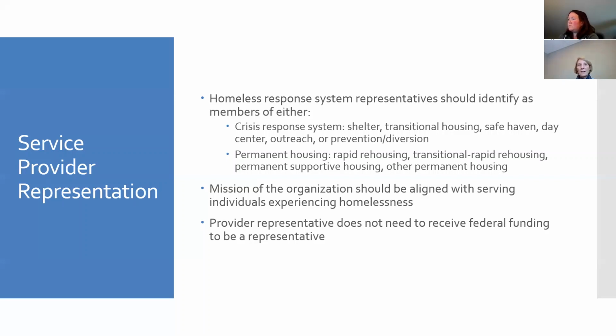The other seat will be for an individual or representative of a permanent housing program, such as rapid rehousing, transitional housing to rapid rehousing, permanent supportive housing, or other permanent housing. We ask that nominees from any type of organization have decision-making authority within their agency, which would typically be director or executive director level positions.